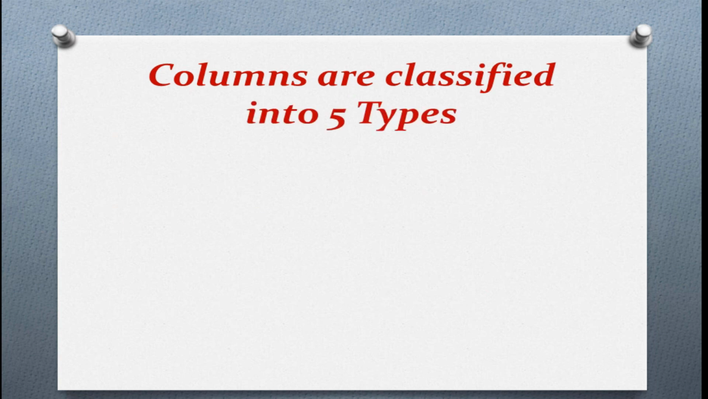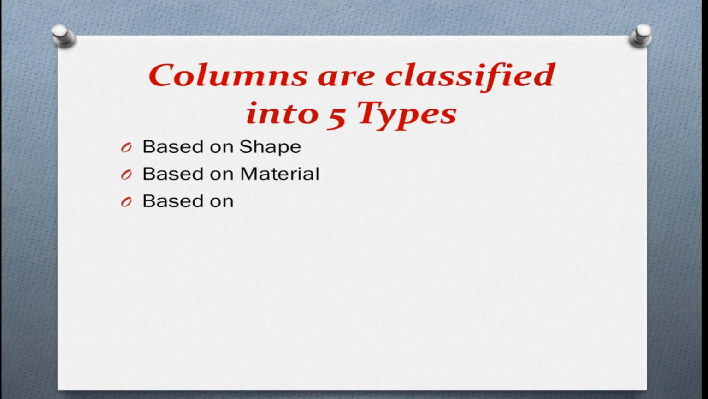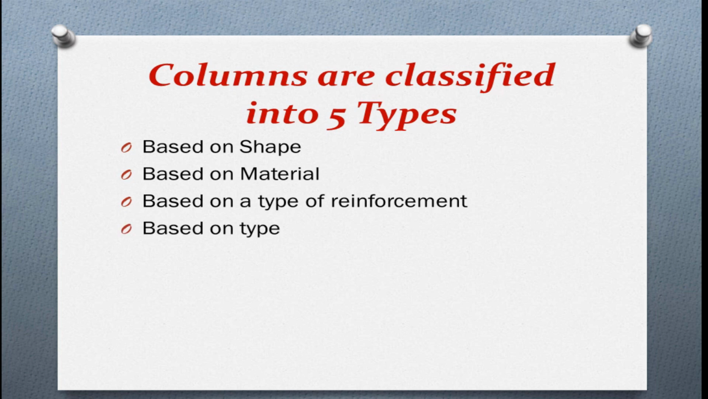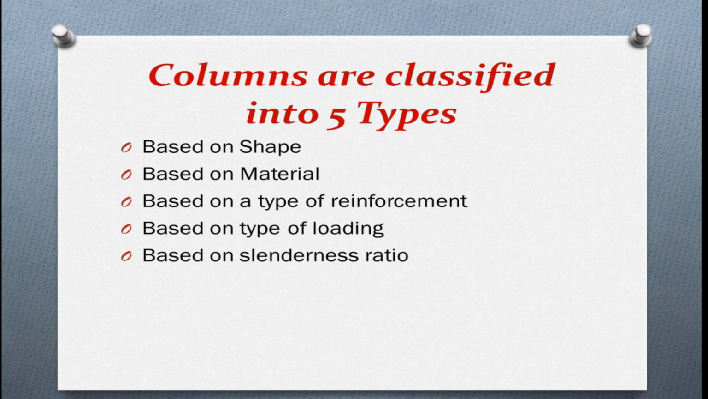Now we will see how columns are classified into 5 types. The first one is based on the shape, the second is based on the material, the third is based on the type of reinforcement, the fourth is based on the type of loading, and the fifth is based on the slenderness ratio. When we are designing a column we have to consider these 5 types, and their behavior is different.